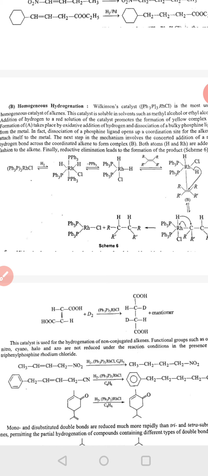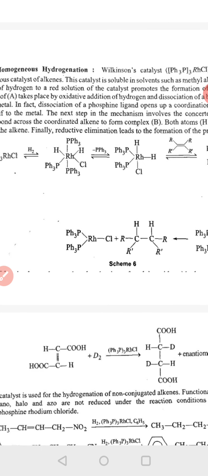Dissociation of a phosphine ligand opens up a coordination site for the alkene to attach itself to the metal. The next step in the mechanism is the concerted addition of a metal hydrogen bond across the coordinated alkene to form complex B. Both atoms, hydrogen and rhodium, are added in a syn fashion to the alkene. Finally, reductive elimination leads to the formation of the product C.